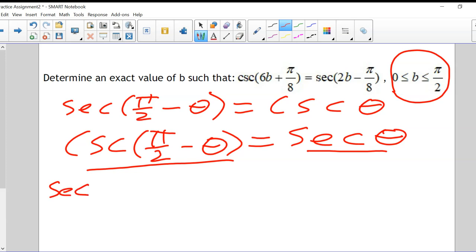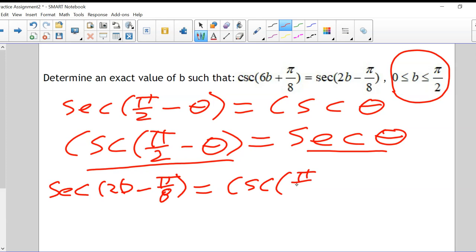So instead of saying the secant of 2b minus pi over 8, I'm going to make that equal to the cosecant of pi over 2 minus this same angle here, which is the 2b minus pi over 8. Okay, that's what this line says.